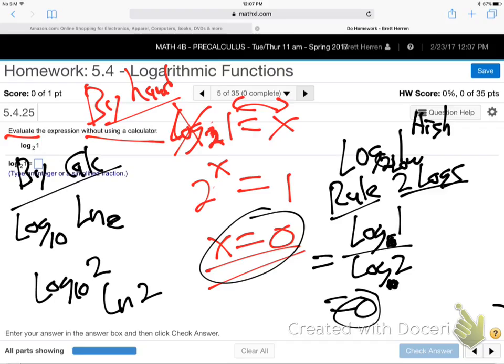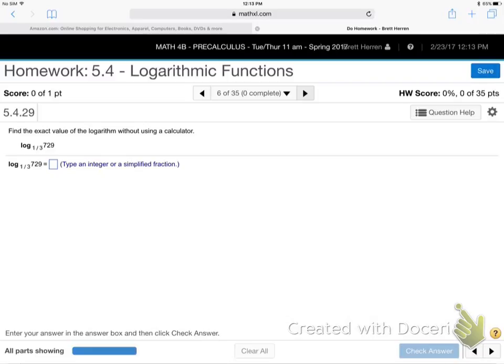So is it part 2? Yeah. So anyway, answer 0. Funny base one. All right.